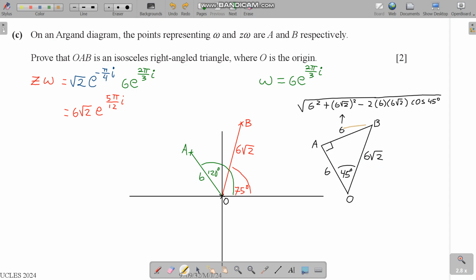So to find this side, we do the square root of 6 squared plus 6 root 2 squared minus 2 times 6 root 2 cos 45 degrees, and you will get 6. So since we know it is 6 and also 6, we know it's isosceles. And since 6 squared plus 6 squared, square root of, we get 6 root 2. It's like Pythagoras. That means we have an isosceles right-angled triangle.